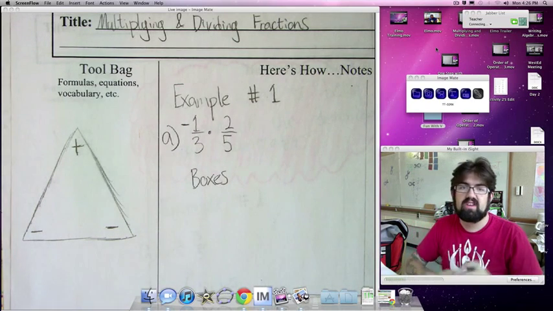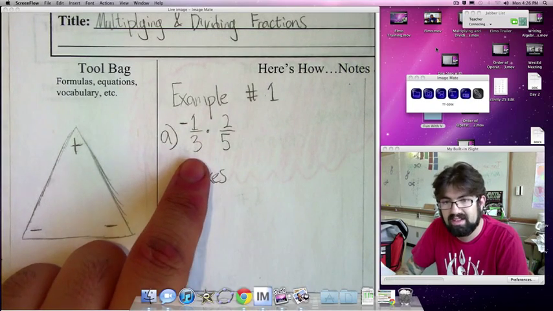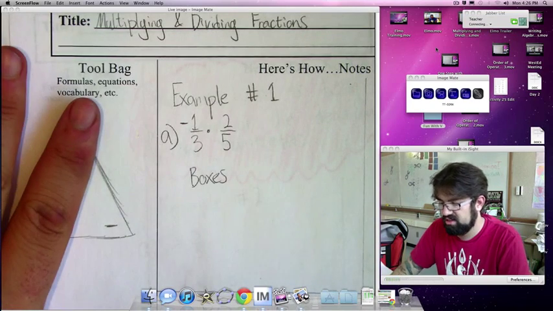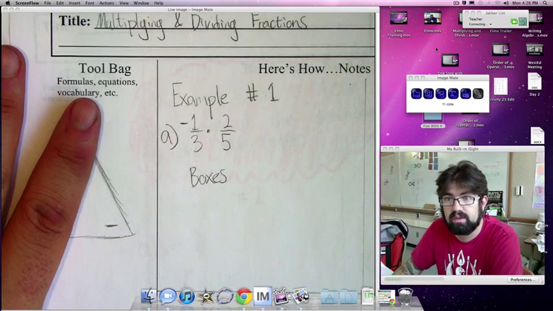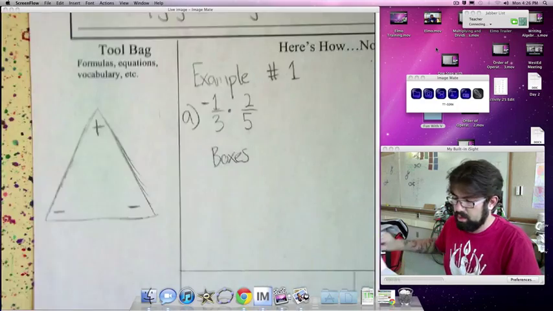So, that being said, I just want to throw that out there real quick, because when I first look at a problem such as negative 1/3 times positive 2/5, I know right off the bat a negative times a positive is a negative. So whatever my answer is going to be, it's going to be negative. Next. So here we go.